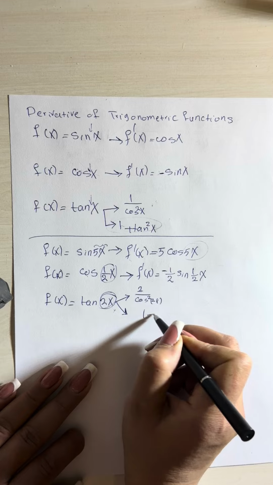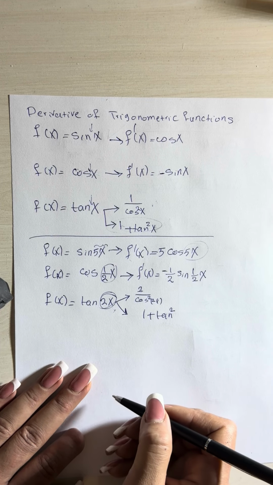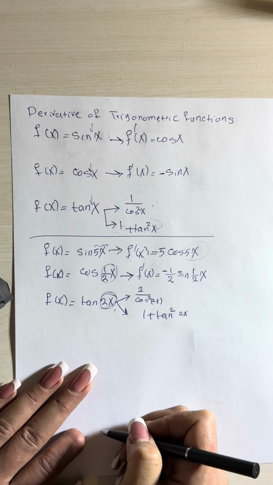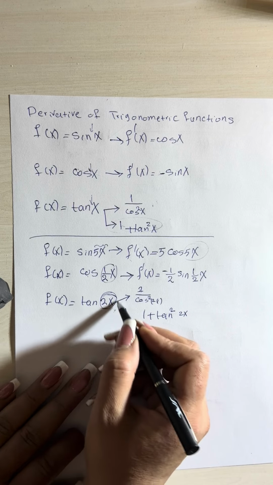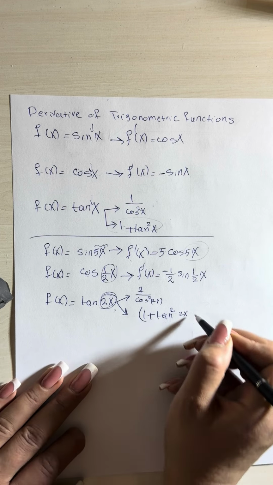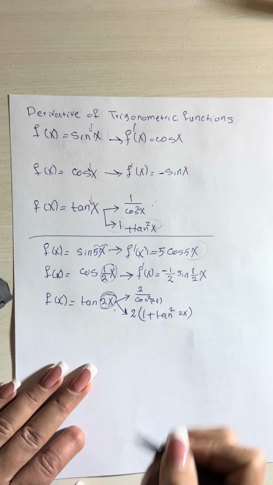You will say 1 plus tan square of whatever you have inside the tan, which is 2x. But I have to say times the derivative of the angle. Okay, what is the angle? It is 2x. What is the derivative of 2x? It is 2. So you have to say times the derivative of the angle.